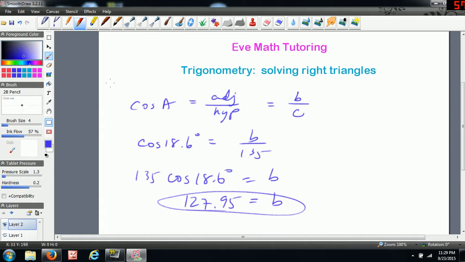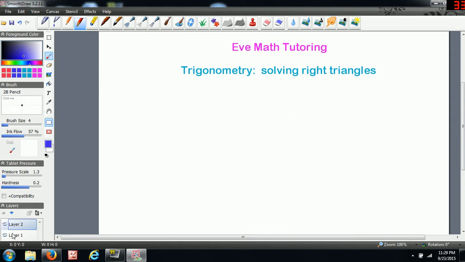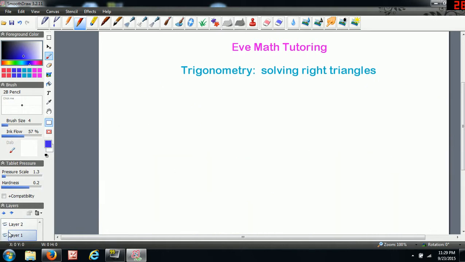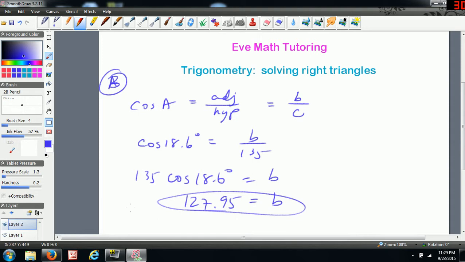And this is kind of like a section B, because it's like solving what we did over here. Over here we instead used the Pythagorean theorem, so we found A and then solved for B using the Pythagorean theorem. But we could have alternatively just used this method also. So it's up to you what you want to use. As long as you can solve them correctly, then it should be fine.